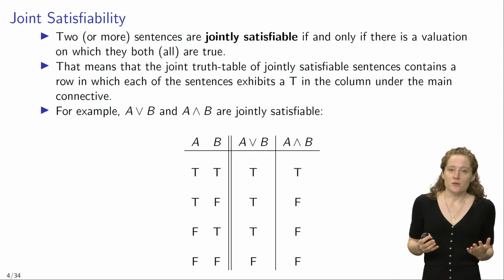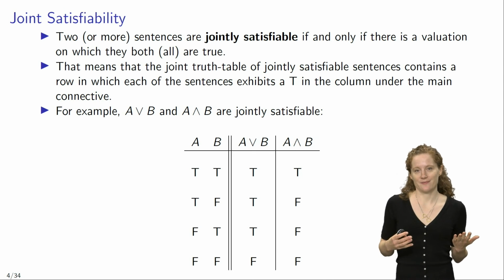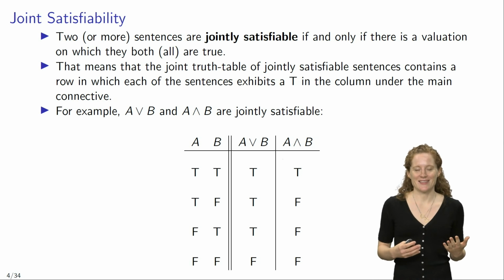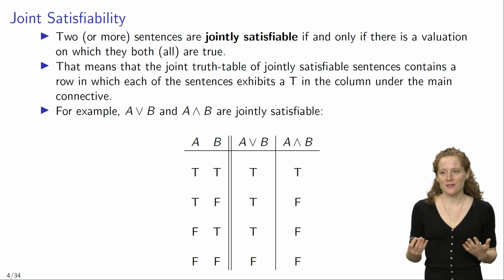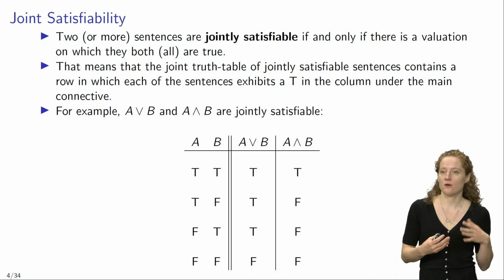The first new concept is the concept of joint satisfiability. 2 or more sentences are jointly satisfiable if and only if there is a valuation on which they both or all are true.